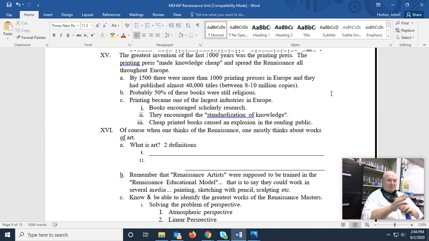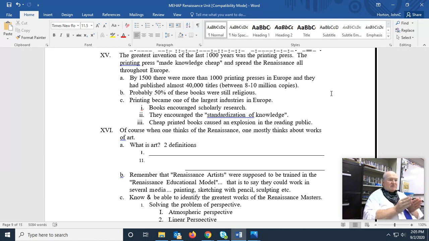And see, that's the thing. And spread not just the Renaissance, but all kind of knowledge throughout Europe. But for now, the Renaissance. They were even able to make lithograph drawings that they could put on these pages. So by 1500, and remember it was only invented in 1456, there were more than 1,000 printing presses scattered throughout Europe, and they had published almost 40,000 individual titles, between 8 to 10 million copies. And that just dwarfed the number of books that had been printed before.